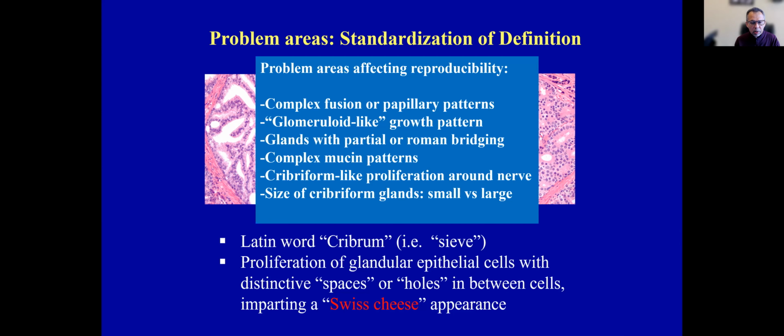However, it is not clear how to deal with the classification when you deal with complex fusion or papillary patterns. I talked about glomeruloid-like growth pattern, glands with partial or Roman bridging, complex mucinous patterns, which are known to create this type of pseudocribriform patterns. When you have proliferation around nerves, that can often create a cribriform-like proliferation. And then issues regarding small versus large cribriform glands. These are all the factors that can potentially affect the reproducibility for this particular morphology.